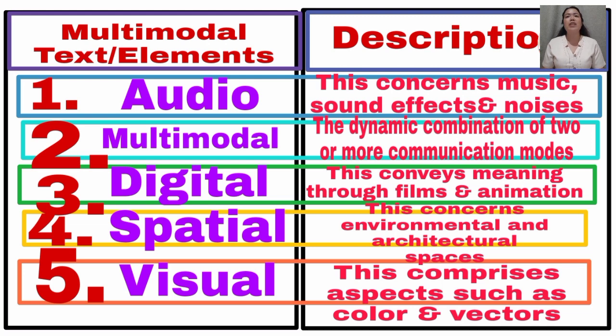Number 3, digital. This conveys meaning through films and animation. Number 4, spatial. This concerns environmental and architectural spaces. And number 5, visual. This comprises aspects such as color or vectors.